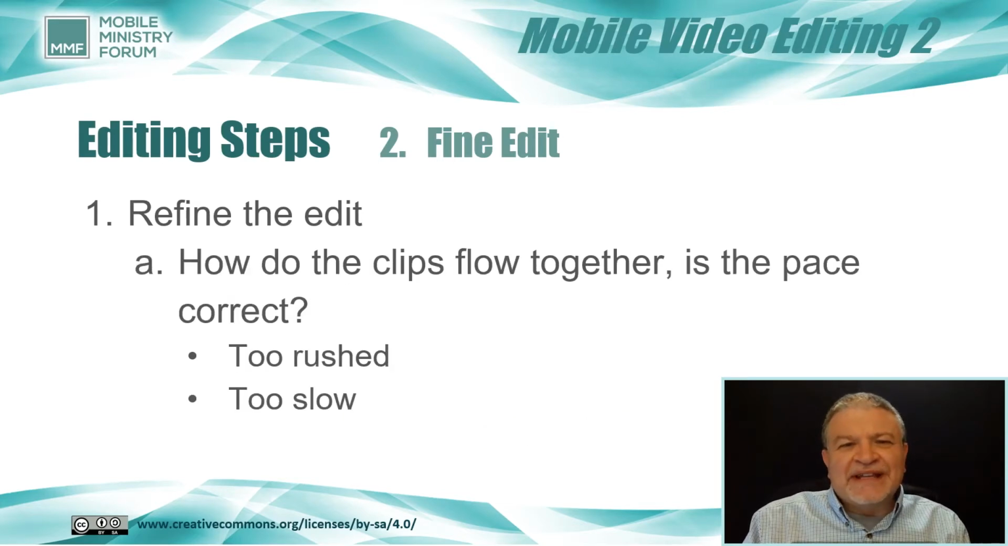Think about how the clips now flow together. Is the pace or timing good? Does it feel rushed, or does it feel like it's too slow? If it feels rushed, then maybe you need to make each clip a little longer in length. Try dragging out the start and end trim points for some clips. This will add a little time between when the action or dialogue in one clip ends and the next starts. Or if it feels too slow, maybe the trim points need to be moved in, having the effect of speeding things up.